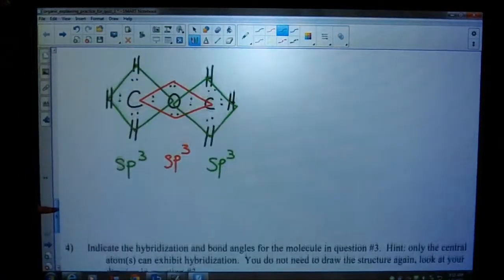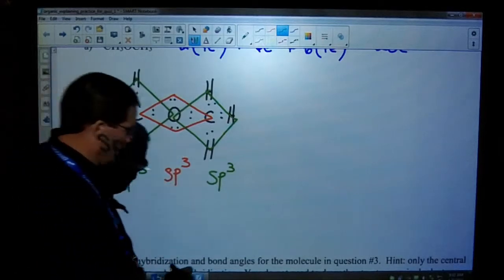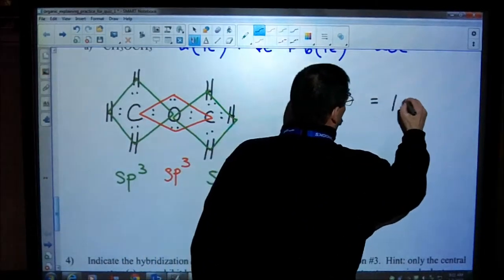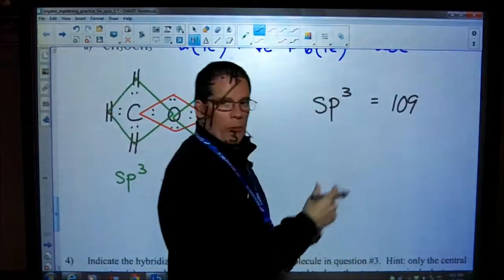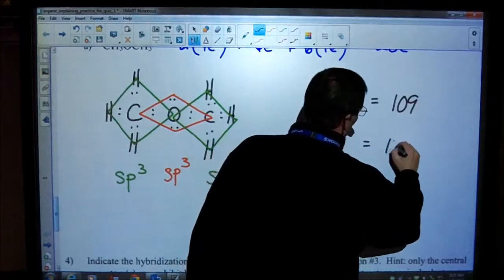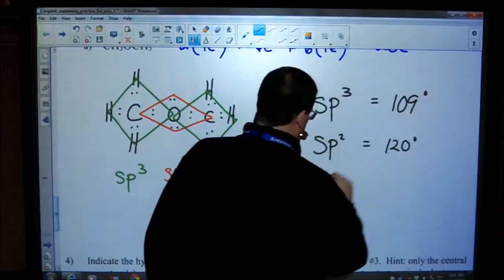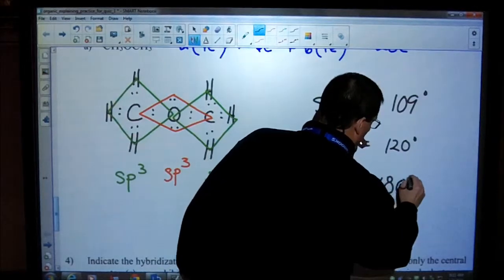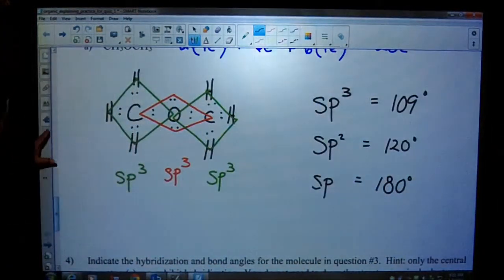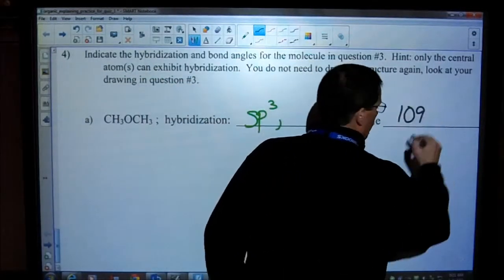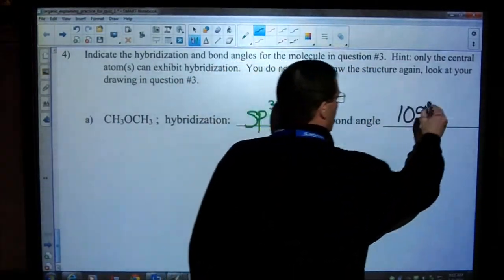And lastly, the bond angle. So the bond angle for sp3 is 109.5, but I'll accept 109. And then sp2, that is 120. And sp, that's our linear shape, that's 180. Okay, so in this case, since they're all sp3s, we're going to say that the bond angle is 109, and if you want to say 109.5, that's fine.